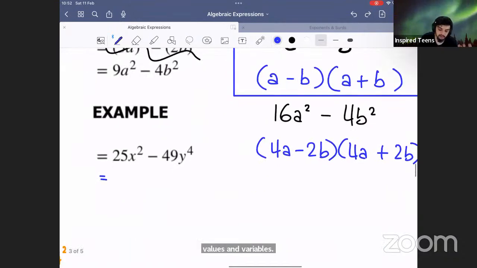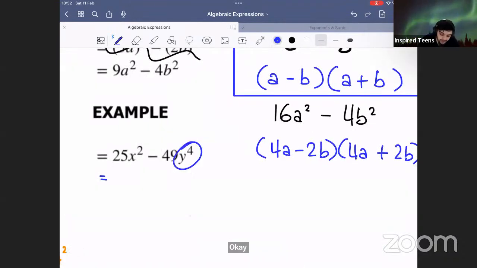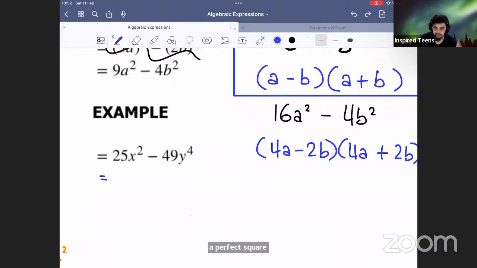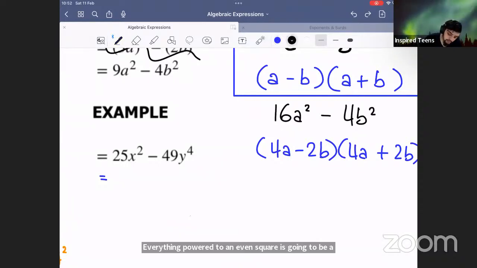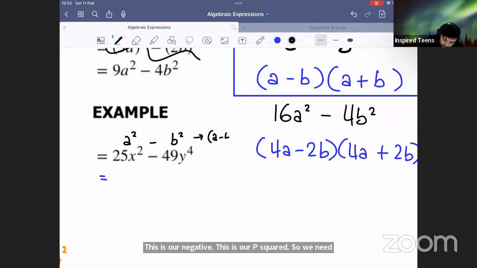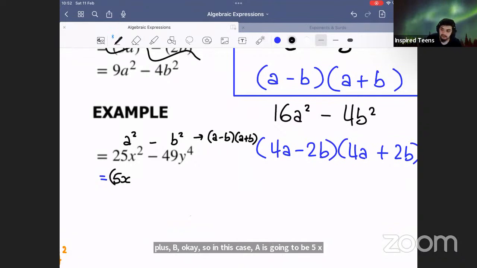Now this one here, y to the power of 4, is that a perfect square? Yes, it is a perfect square. Like the person said in the chat, everything powered to an even square is going to be a perfect square. So in this case, remember, this is our a squared, this is our negative, this is our b squared. We need to convert a squared minus b squared into a minus b, a plus b. In this case, a is going to be 5x, because I square rooted 25x squared.